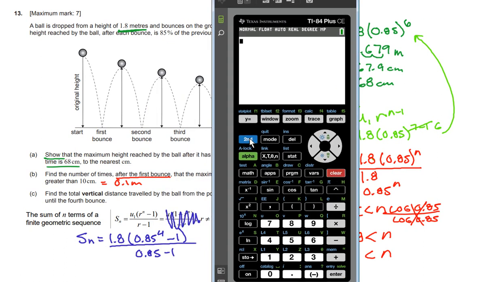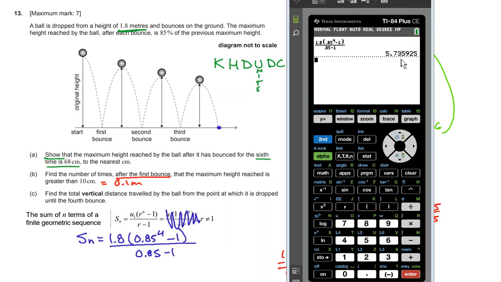Okay, so let's just stick that in our calculator and see what we get. I'm going to clear that out. Alpha y equals, so we can get the whole fraction thing. Just push enter and it will give us the basic fraction. So 1.8 parentheses 0.85 to the fourth, go over there, minus 1, and we shouldn't have to close off the parentheses. Then 0.85 minus 1 on the bottom, and push enter, and we get 5.735.